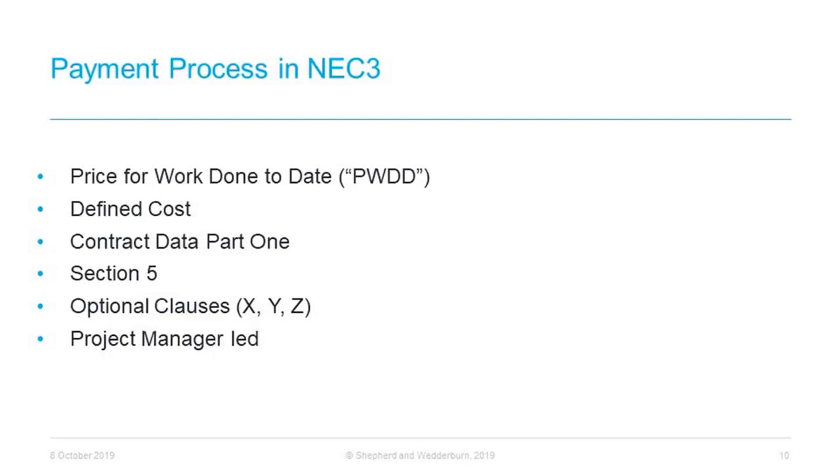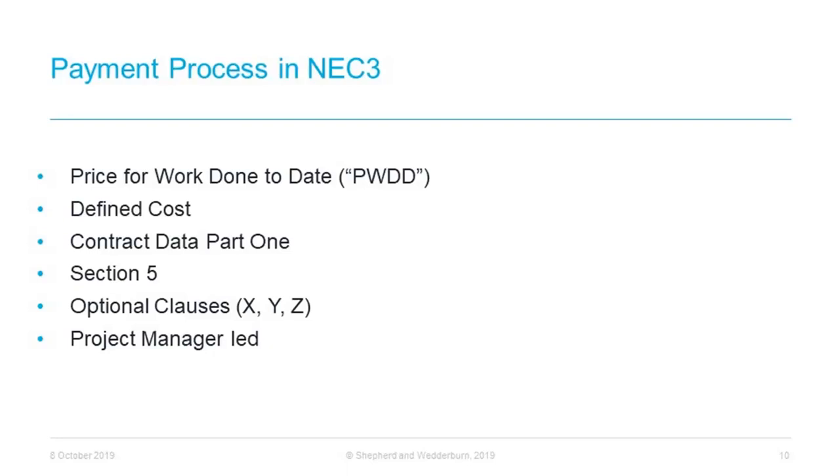What we can see from looking at all of the options together is that defined cost is a key concept in each of the options. Although not relevant for pricing the works in options A and B, it is still relevant for assessing compensation events. We shall discuss this in our second webinar in this series, which will focus on variations, claims and compensation events.